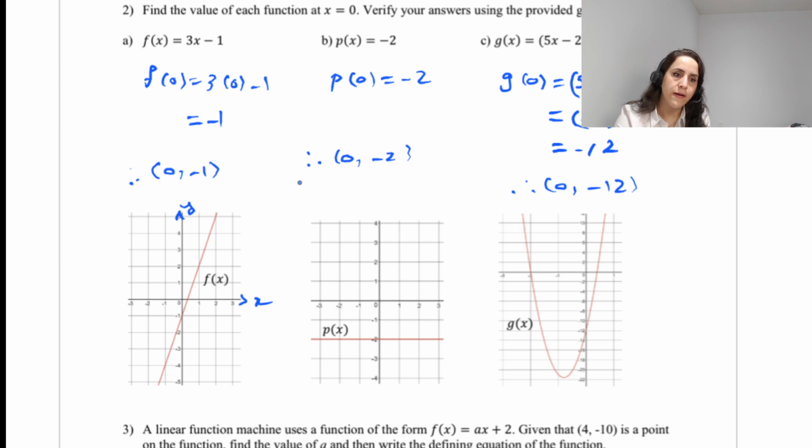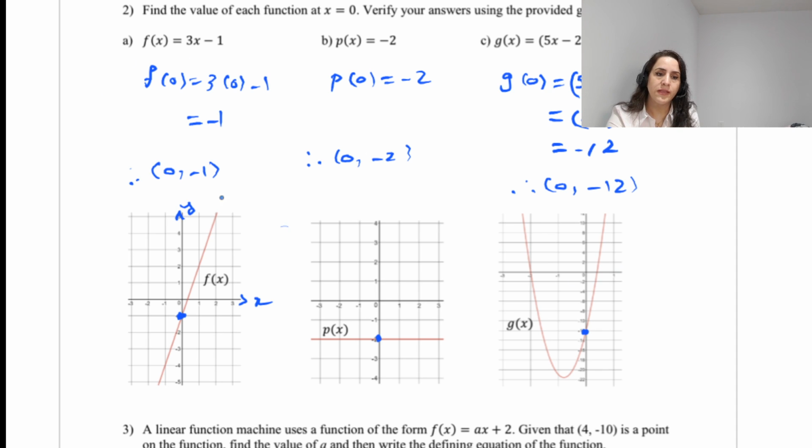As you see here, in all of them the x's are 0. As long as x is 0, it means that I'm calculating the y-intercept. Look at this equation. Is it 0 and negative 1 is your y-intercept? Is it 0 and negative 2 is your y-intercept? And here also 0 and negative 12 is your y-intercept. Then I am verifying my answer based on the graph that I have.